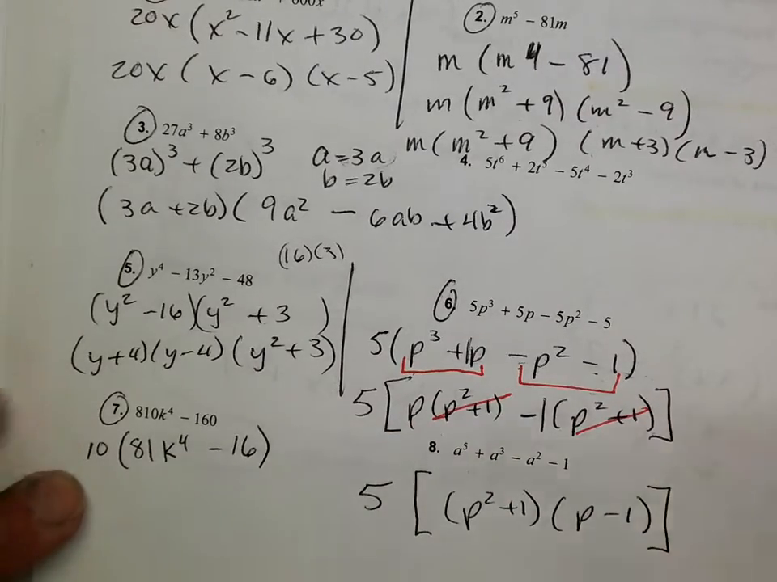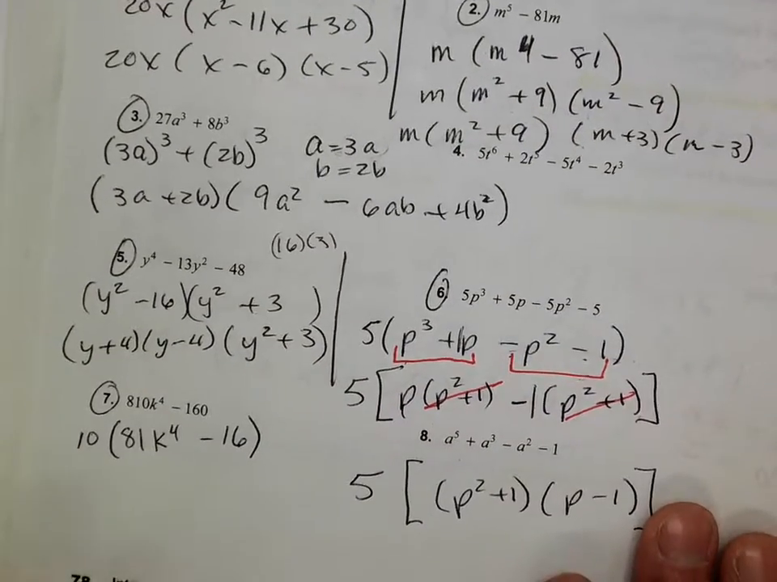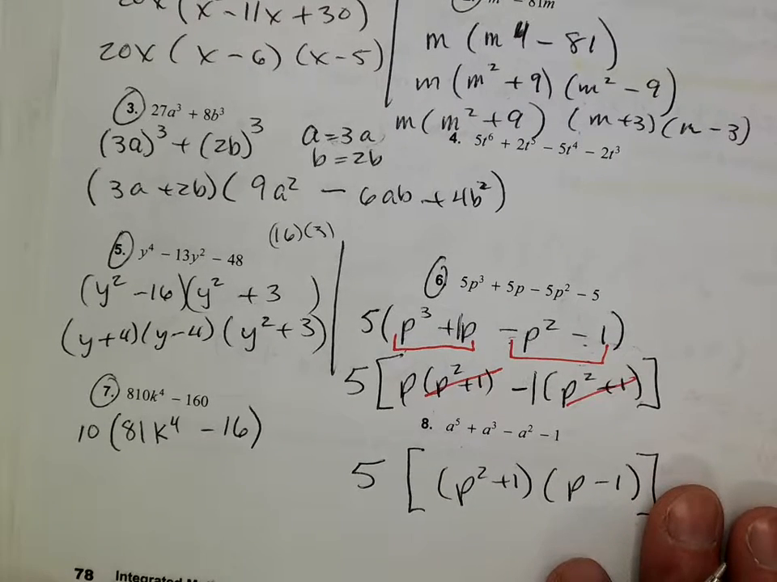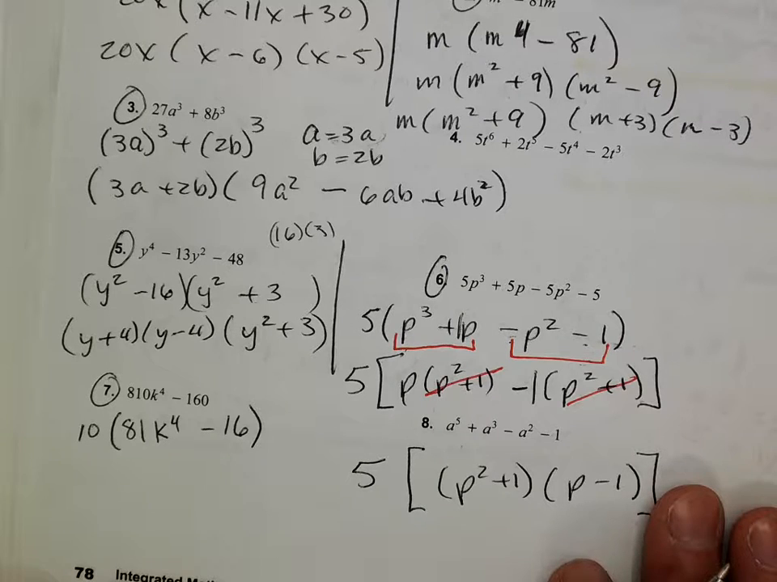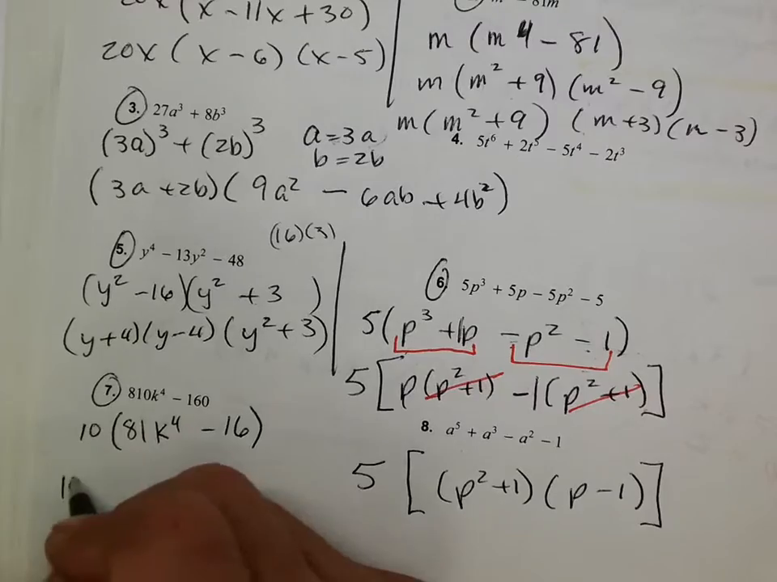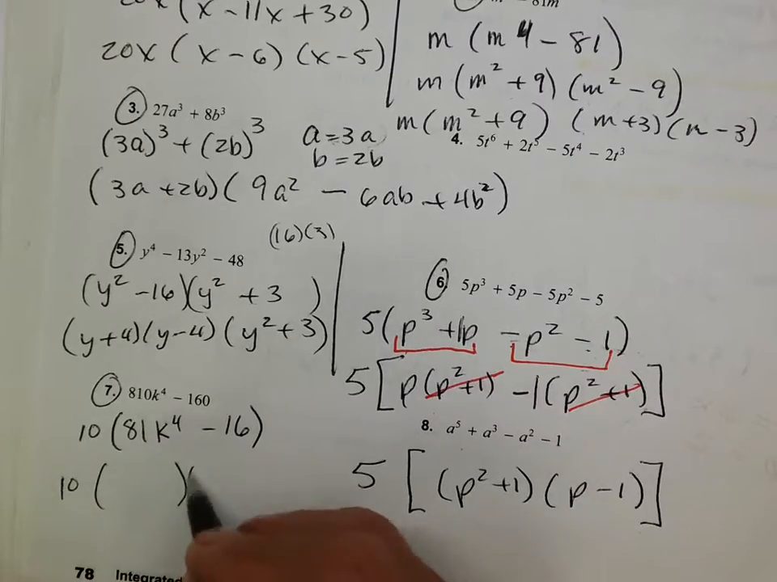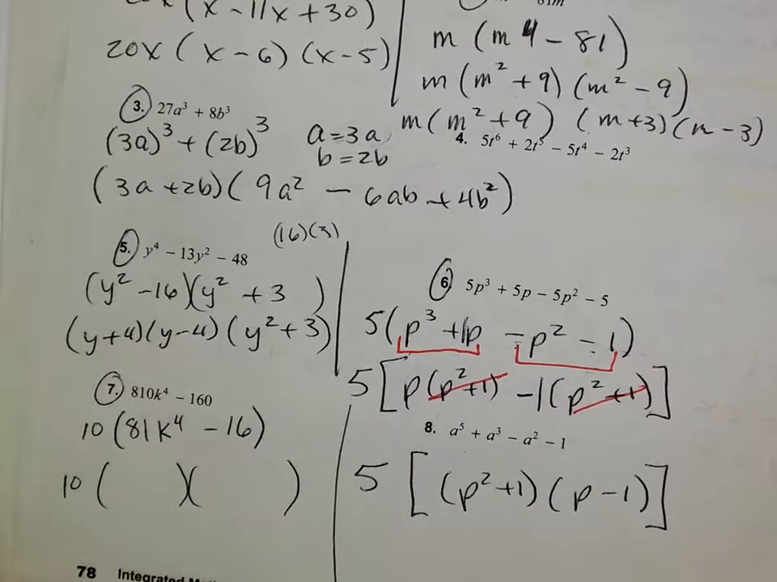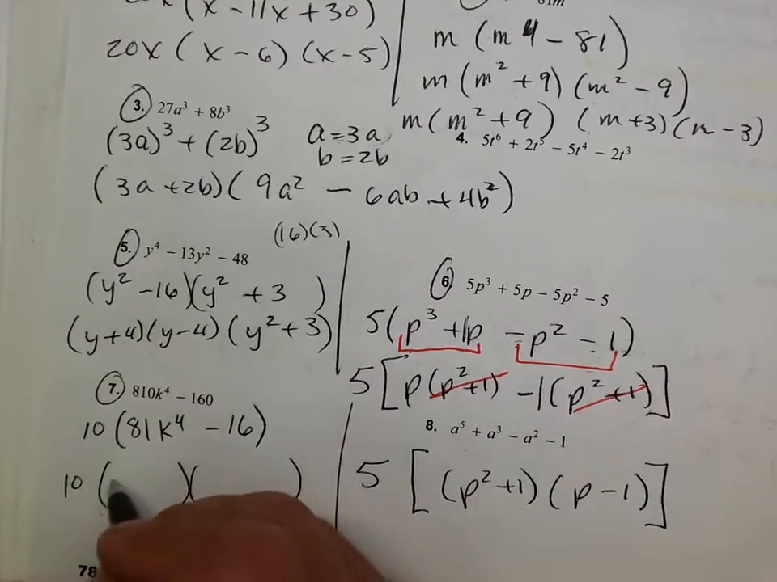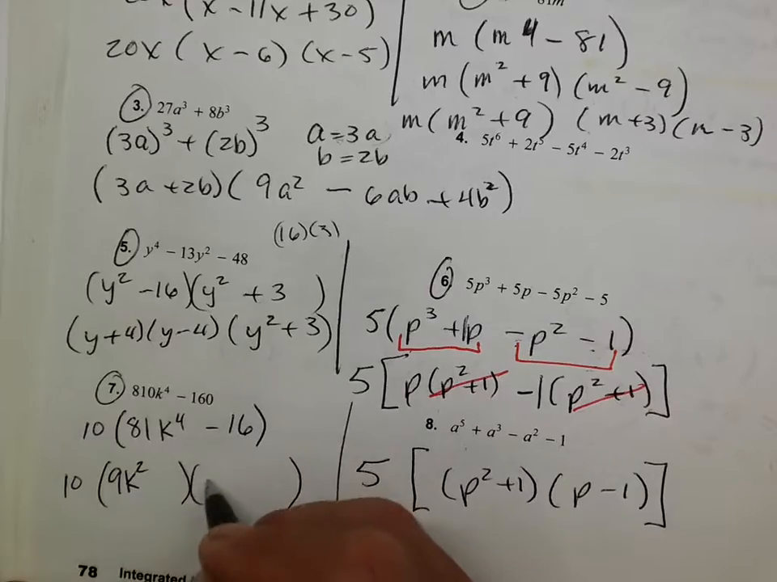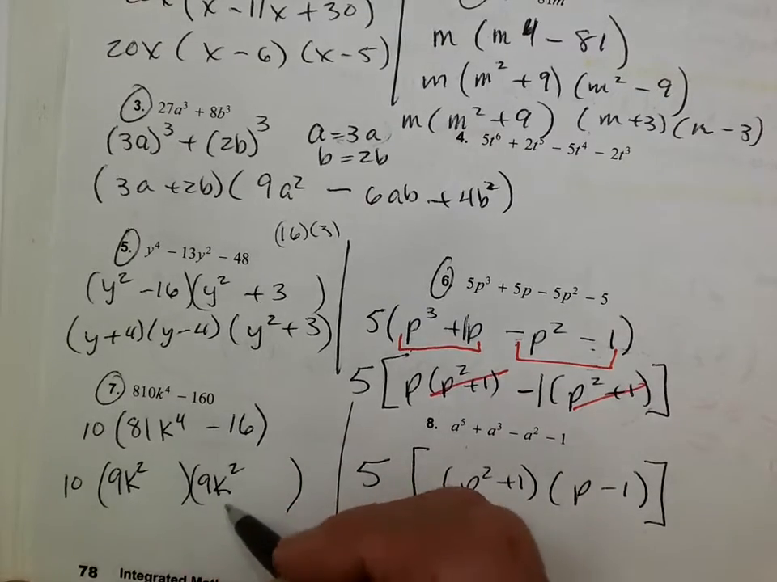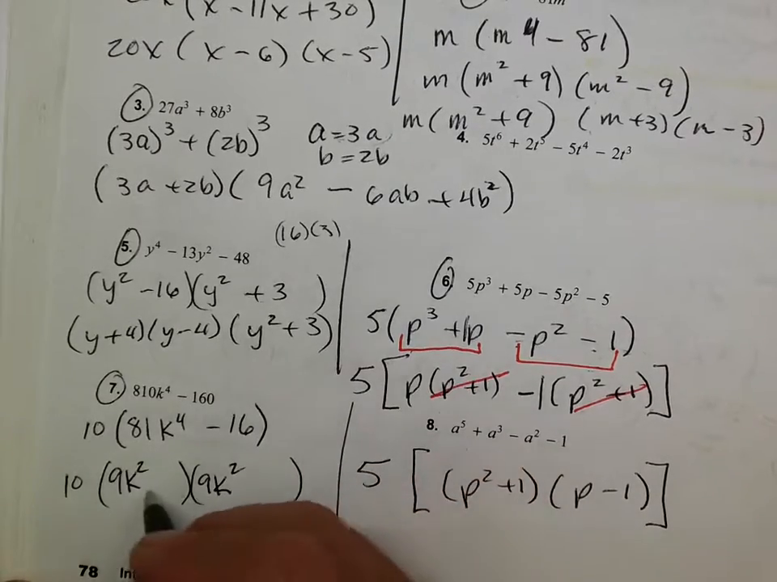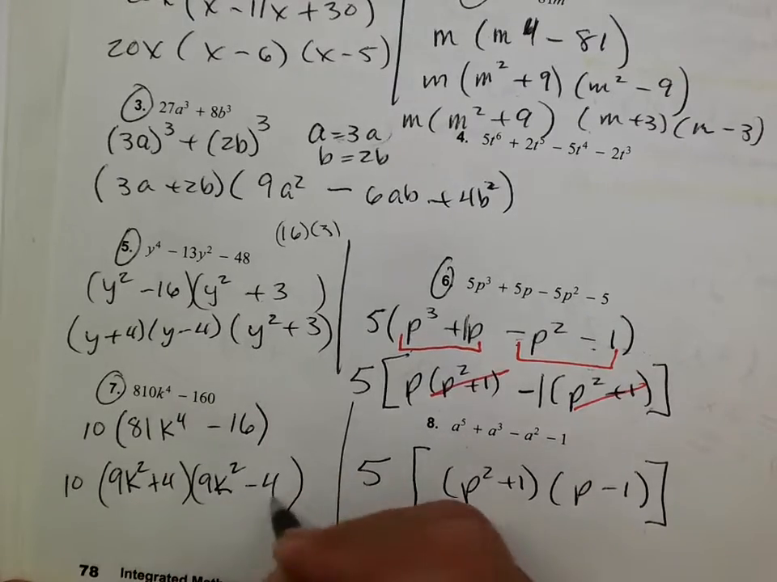All right? Do you see anything else? Do you see another step? Anybody see another step? Okay. Ellen, what do you think? 9k squared plus 4, 9k squared minus 4. Yeah, you guys agree? Plus 4 minus 4. Nice job.